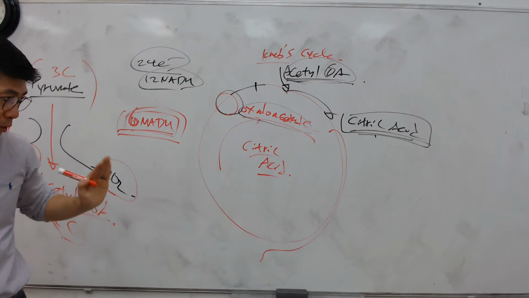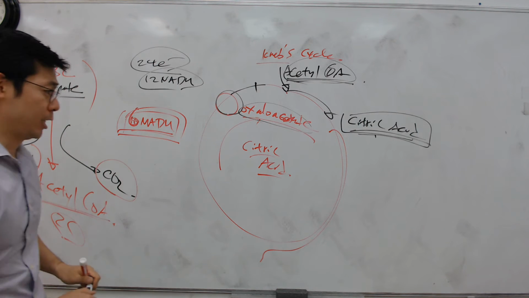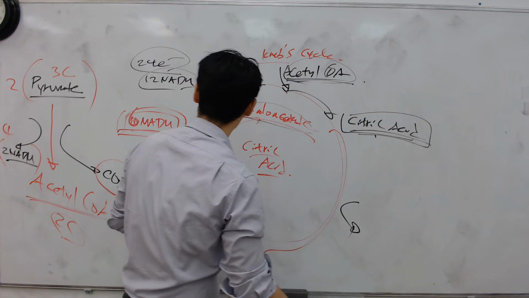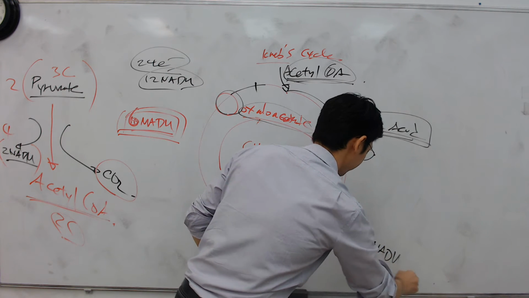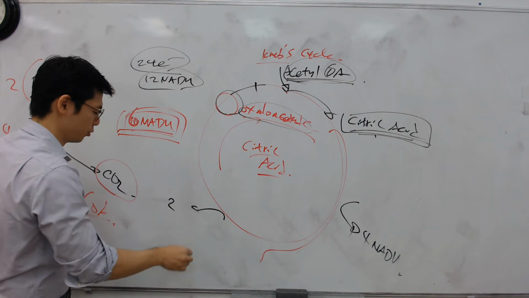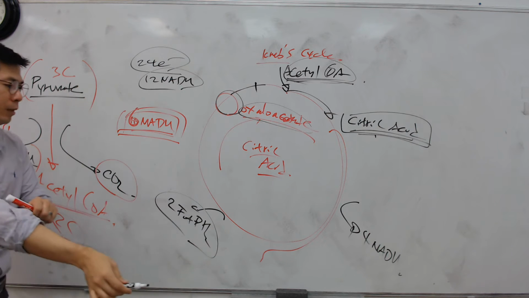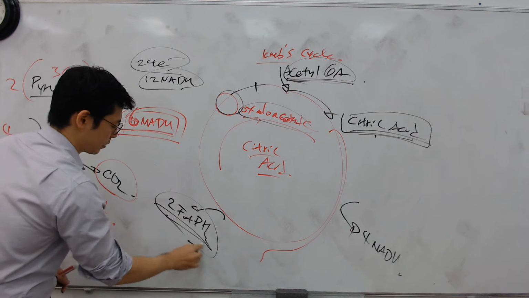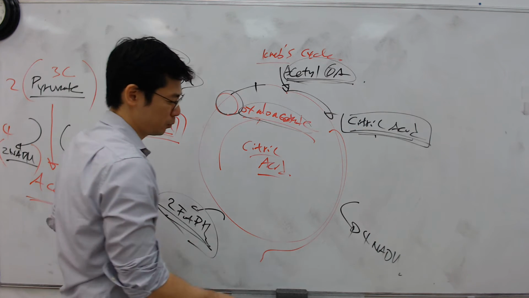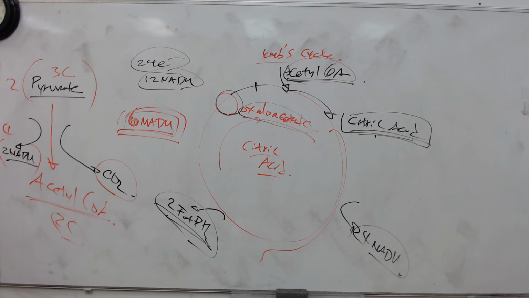All you have to know is that they produce the remaining NADHs. If I'm not mistaken, they produce 4 additional NADHs, and I think they produce 2 FADH2. FADH2 is a different electron carrier, like NADH. That's basically what occurs in the Krebs cycle.